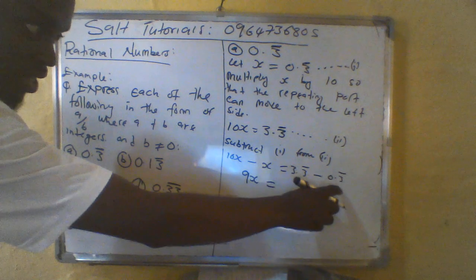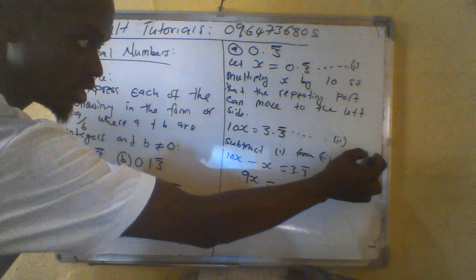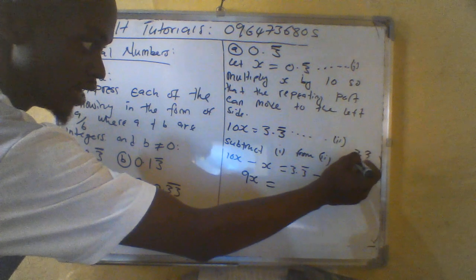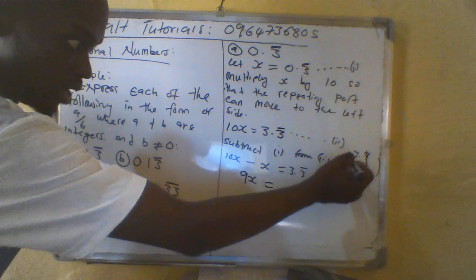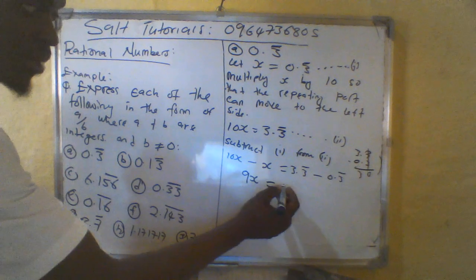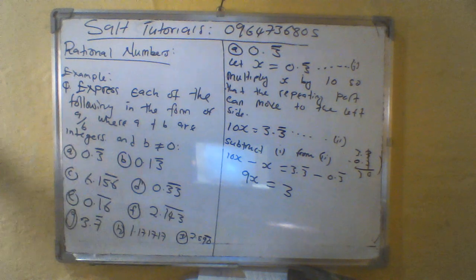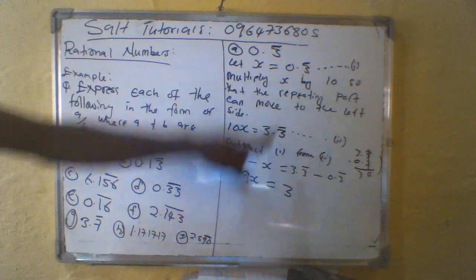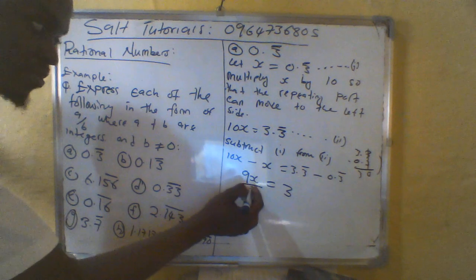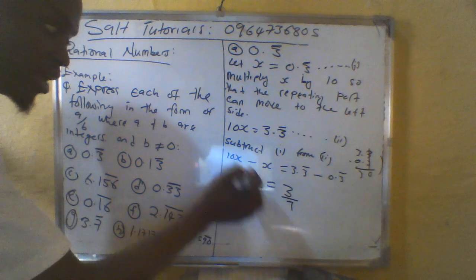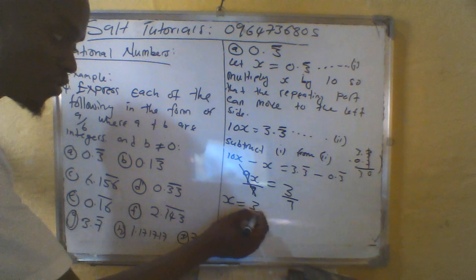3.3 bar minus 0.3 bar. This is going to just be as good as what? 3.3 minus 0.3. 3 minus 3 is 0. 3 minus 0 is 3. So I'm going to end up having a 3 there. So we are now solving for x. The same x, I'm now solving it here, so that it can become a fraction. So divided by 9, divided by 9, and the value of x becomes 3 over 9.